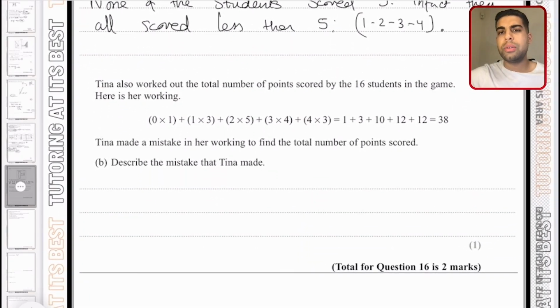Tina also worked out the total number of points scored by the 16 students in the game. And below is her working out. And Tina made a mistake in her working to find the total number of points scored. Well, let's go through this.